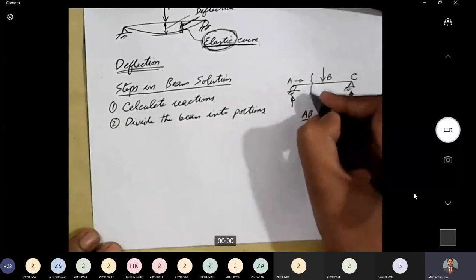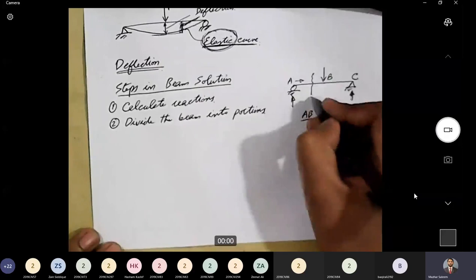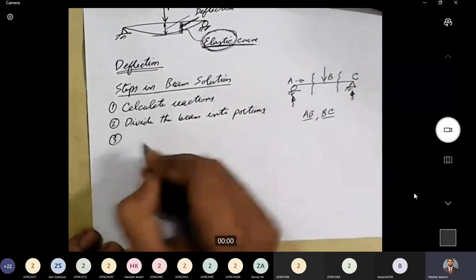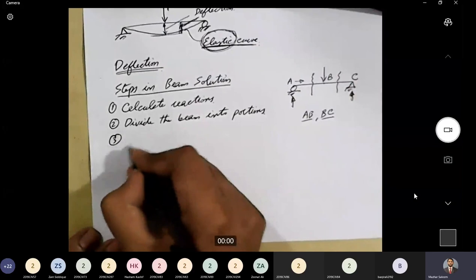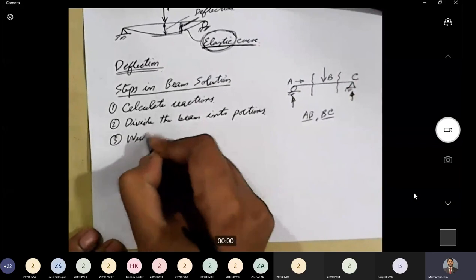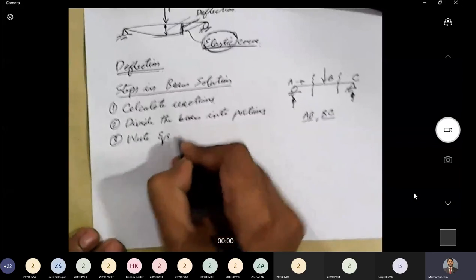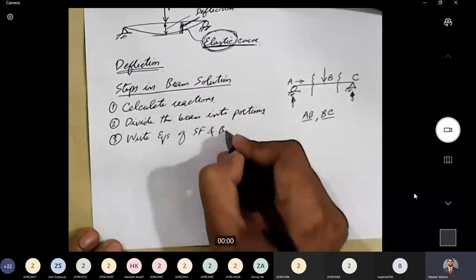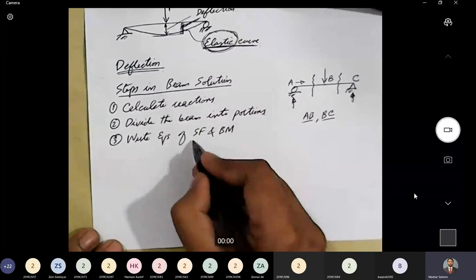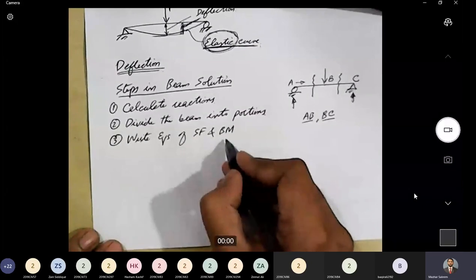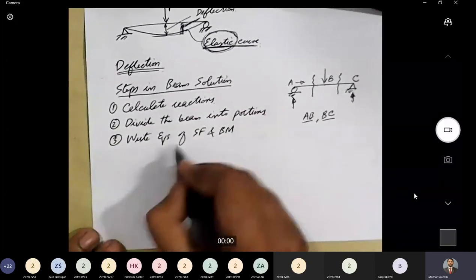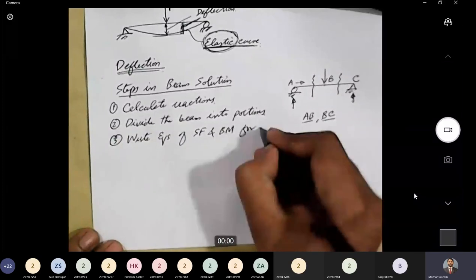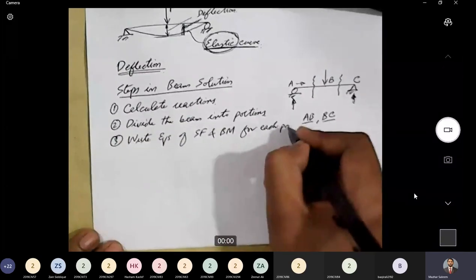In every portion we will consider a section. For AB we will consider one section. For BC we will consider one section. Step number 3: write equations of shear force and bending moment. We abbreviate shear force as SF and bending moment as BM. So write equations of shear force and bending moment for each portion.